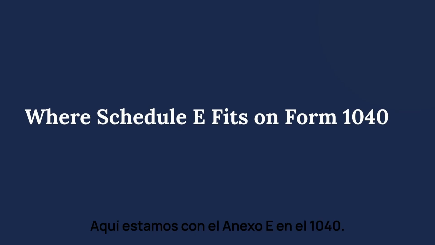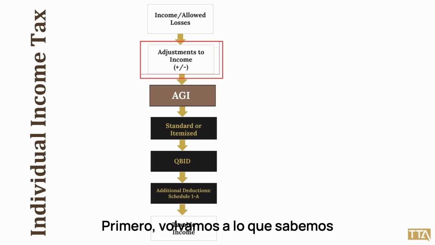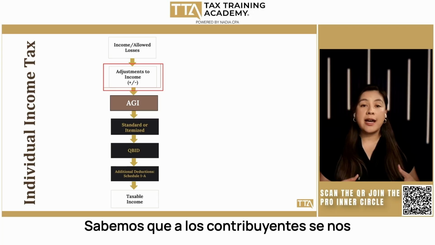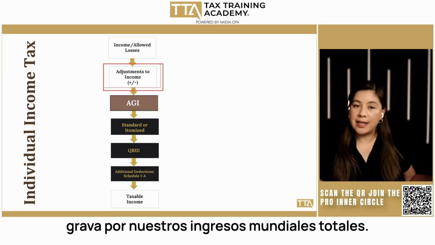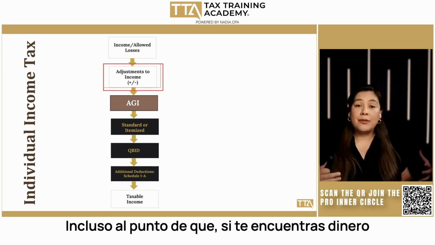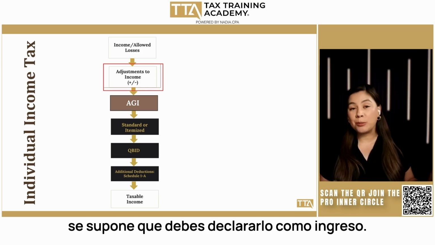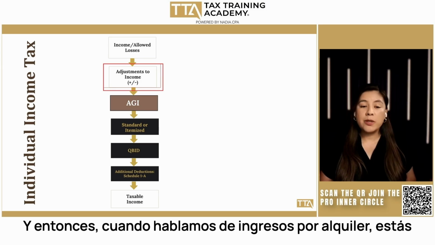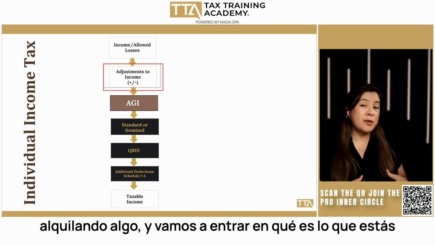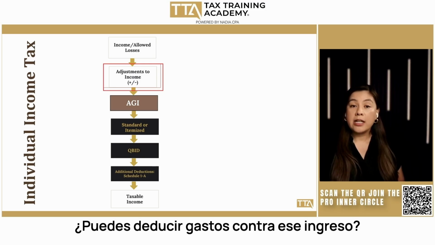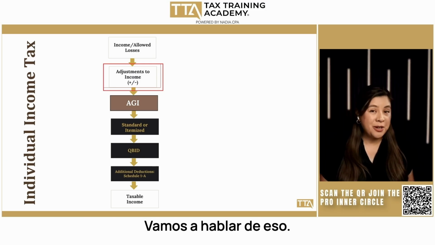Here we are with Schedule E on the 1040. First, let's bring it back to what do we know about the general rule for tax purposes? We know that taxpayers are taxed on our general worldwide income, even to the point that if you find money on the floor, technically, according to the tax law, you're supposed to report it as income. And so when we talk about rental income, you're renting something, and we're going to go into what you're renting, for Schedule E, you have to report that income. Can you take expenses against it? We're going to talk about that.